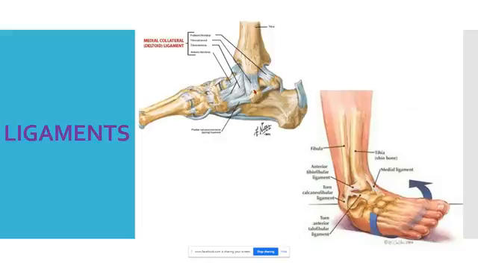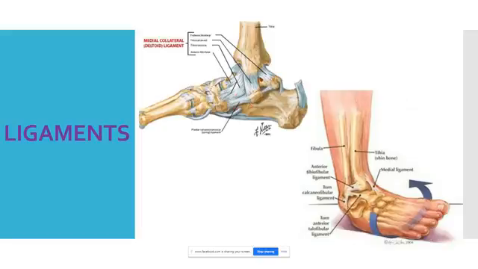The two biggest areas where we see issues with ligaments are on the inside and on the outside of the ankle, usually because of ankle sprains. When you sprain your ankle, that's when you stretch out those ligaments, and that's one of the most common things we see.